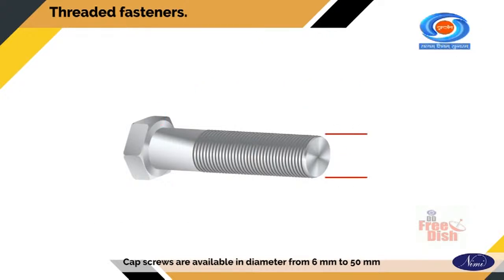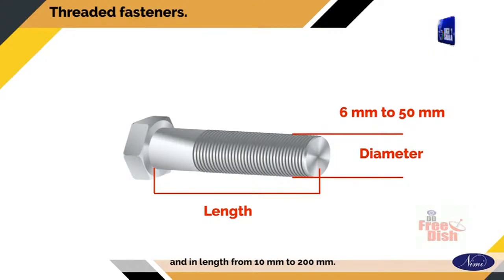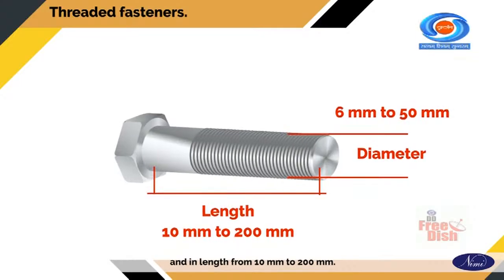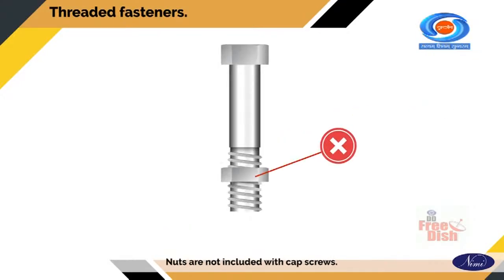Cap screws are available in diameter from 6 mm to 50 mm and in length from 10 mm to 200 mm. Nuts are not included with cap screws.